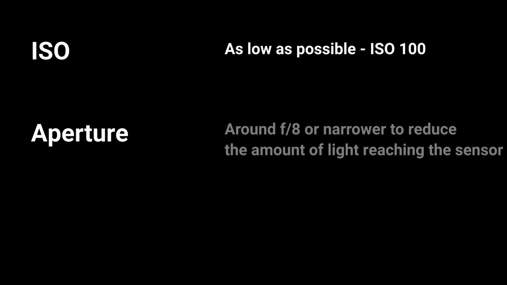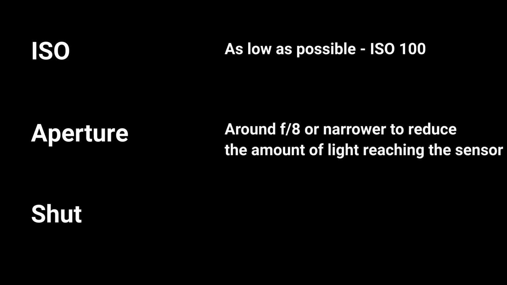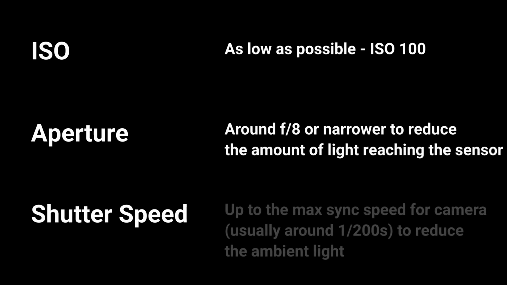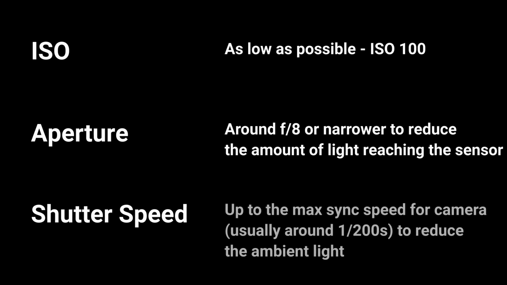So you want your ISO as low as possible. This one here we had it as ISO 100. You want your aperture narrow around f8 or greater to reduce the light entering, and your shutter speed to the sync speed that works for your flash camera combination, most of which are around 1/200th of a second.